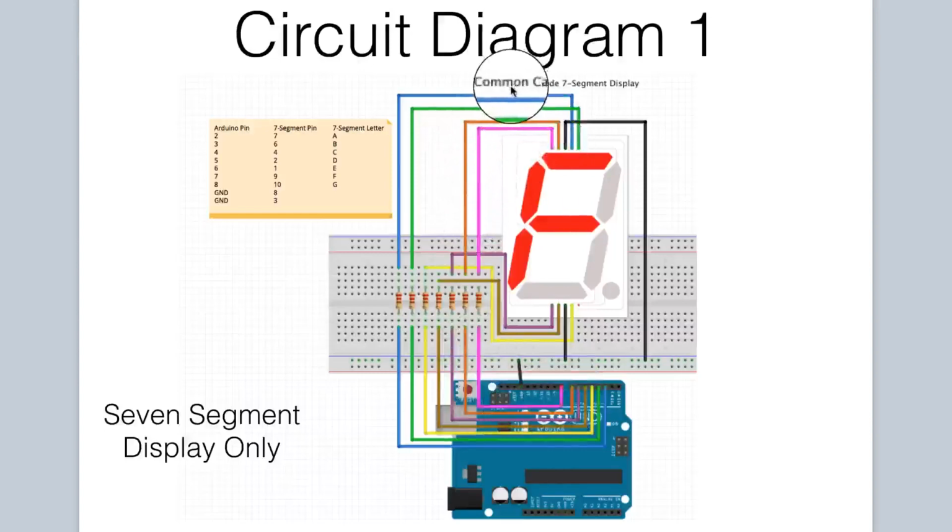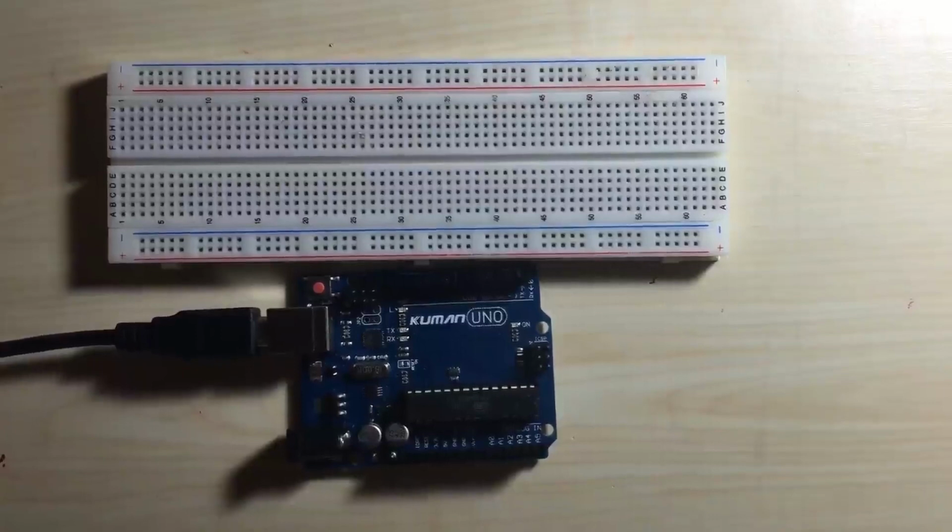And again, since we're using a common cathode, pins 3 and 8 are grounded, and we connect that ground connection to the Arduino. So that's the wiring for our simple 7-segment display only. Okay, let's go ahead and wire up our circuit.